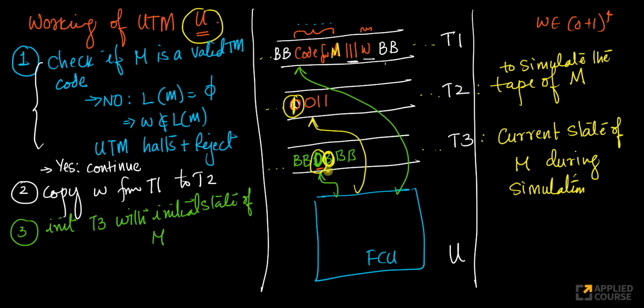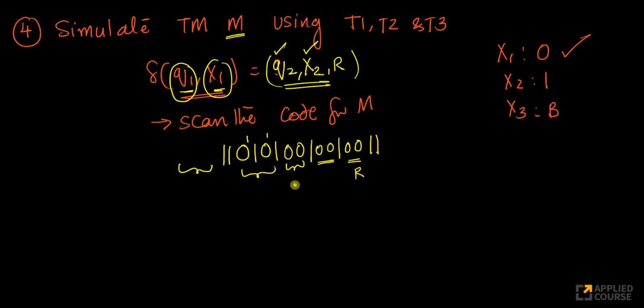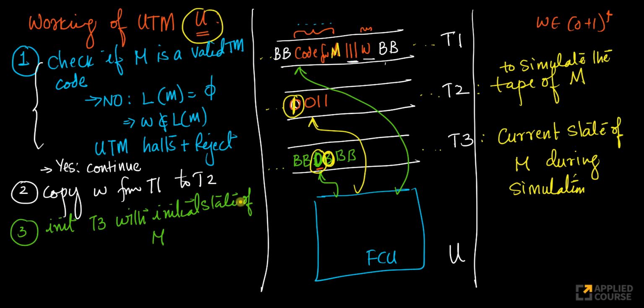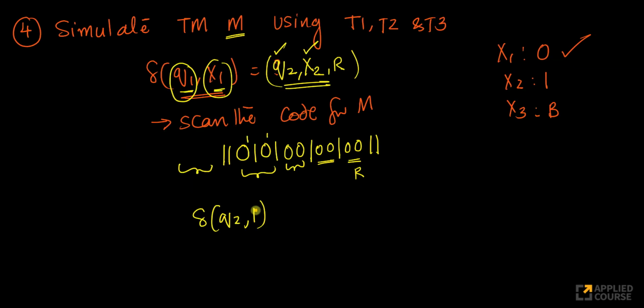Next, what do I have? Next, my state is again, scan for it. What is my state? Q2 on 1. What is my input now? Sorry, my input now is again 0. Q2 on 0. What is 0? 0 is nothing but X1. Now, how do I find what this transition should be?